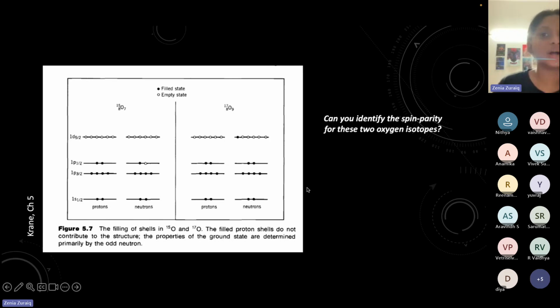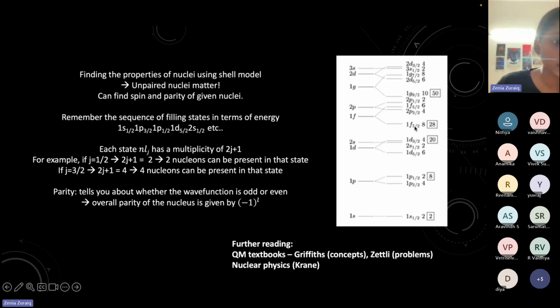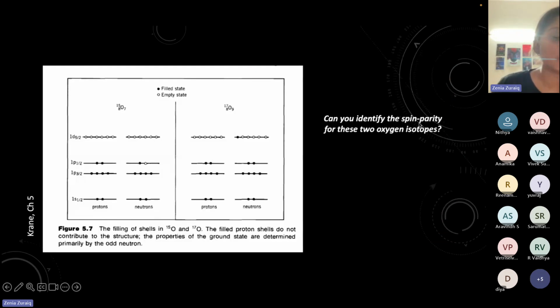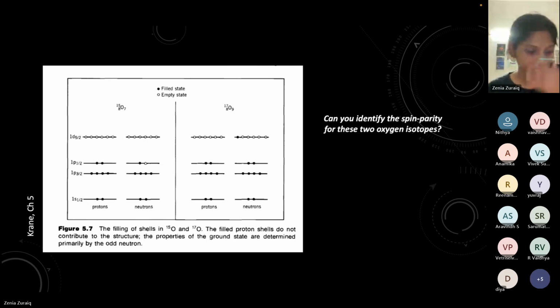I don't want the state, I want the spin parity. So when I asked you for the state, you have to give 2p half, 2p 3 by 2. Here I'm asking you for the spin parity. Like how Vivek wrote half minus. So Vivek, please complete your answer. Write it for oxygen 17 also. So 1p half and 1d 5 by 2, you can see from the figure. There is nothing to ask if it is correct.